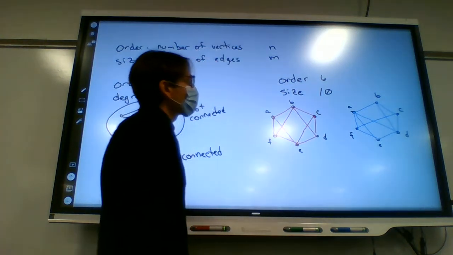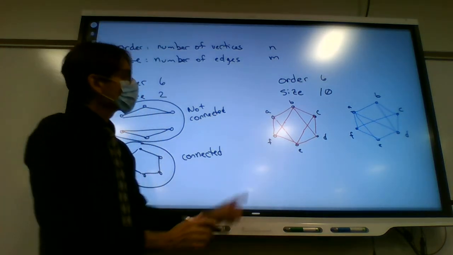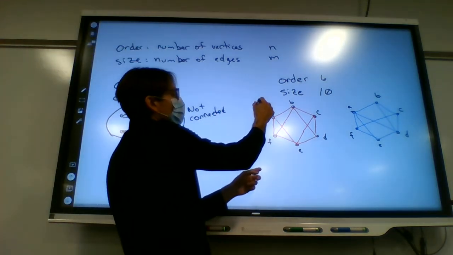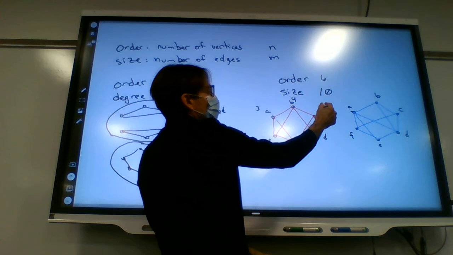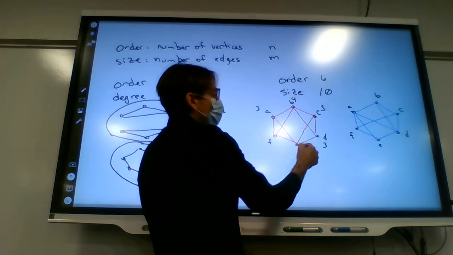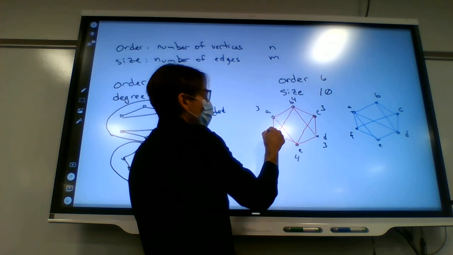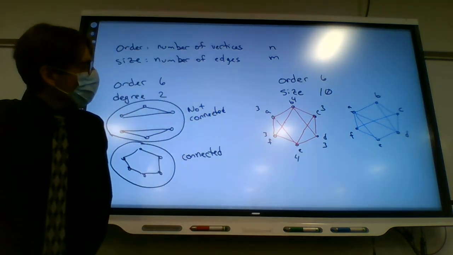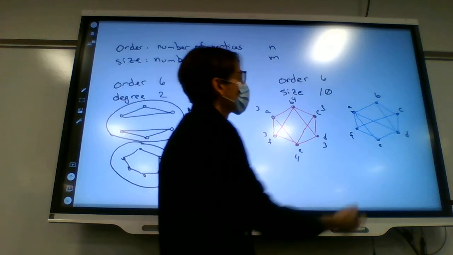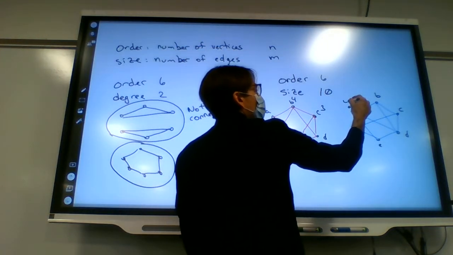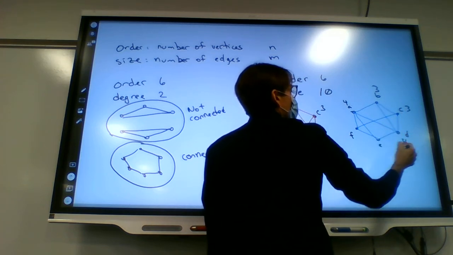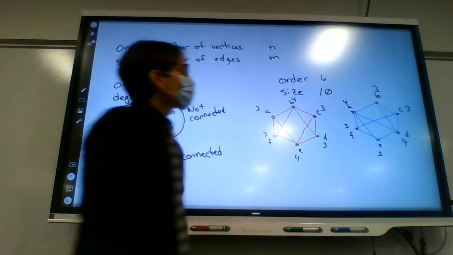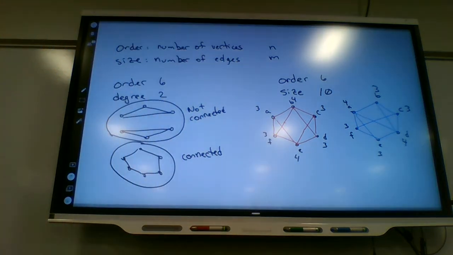What's the degree of A over here? 4, 3. Oh, 3. It's 3 on this side. 4, 4, 3, 4. Okay, now what about over here? 4, 3, 3. Oh, 4, 3, 3. So we have 2 vertices of degree 4, and everything else is degree 3 in both.